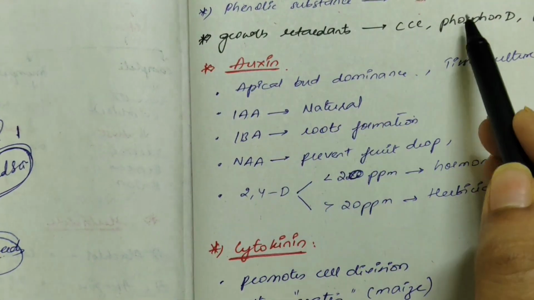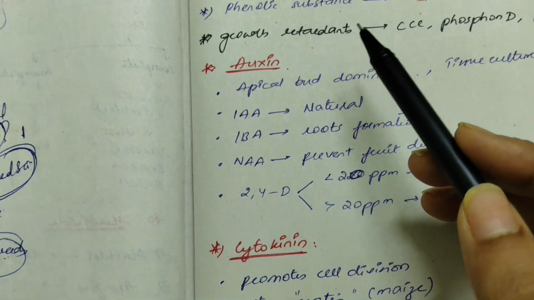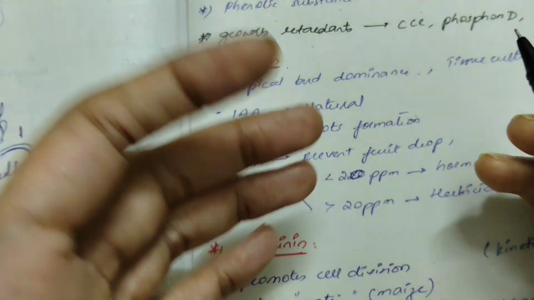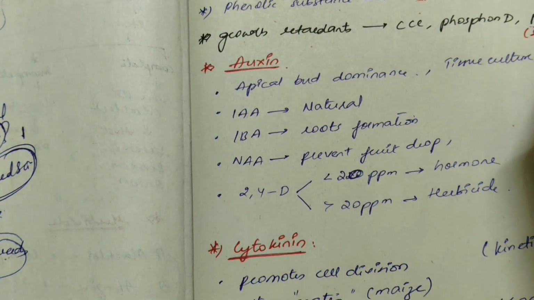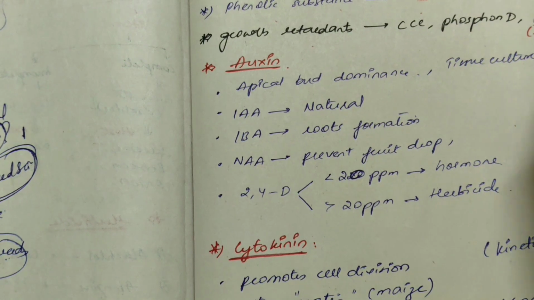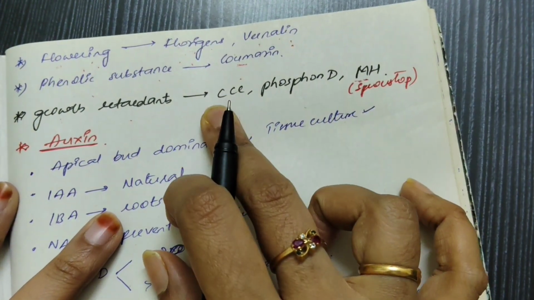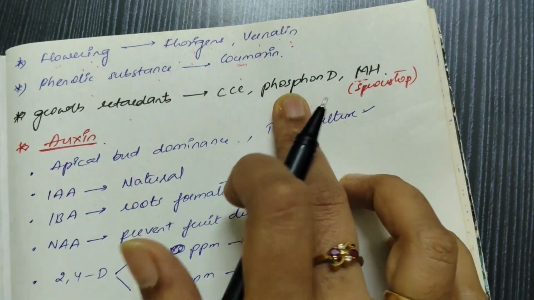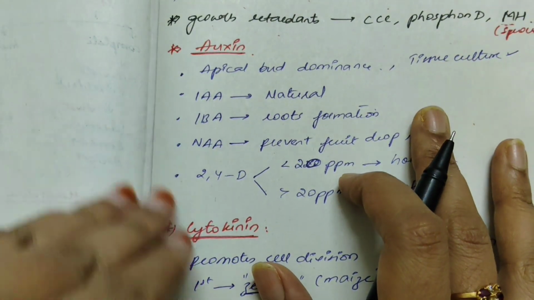After that, there are a few growth retardants which reduce growth, for example preventing sprouting in crops like onion and potato in storage. When we apply maleic hydrazide, whose trade name is Sprout Stop, it will stop the sprouting. These are growth retardants: triple C, cycocel, phosphon D, maleic hydrazide. Just remember these examples of growth retardants, phenolic substances, and flowering hormones, which are plant growth inhibiting. Don't go that deep into detail, just remember.